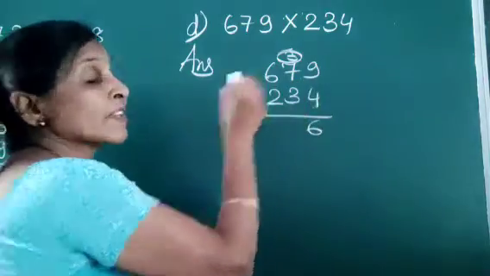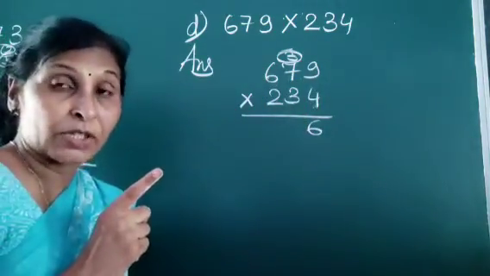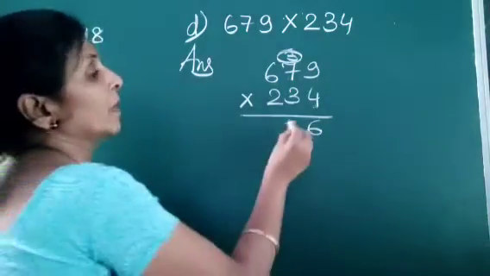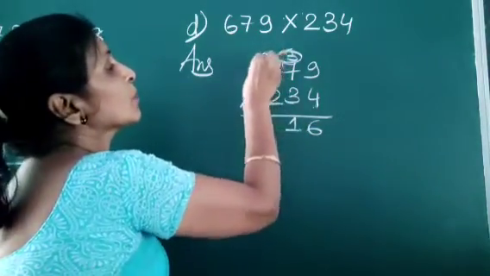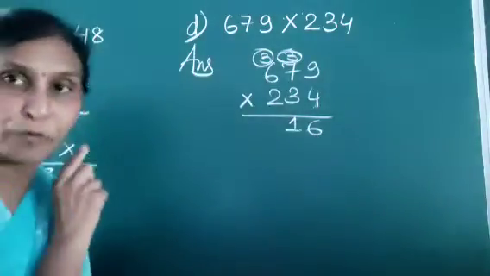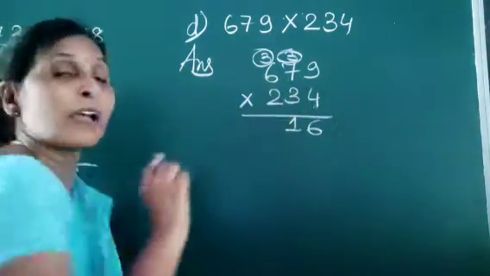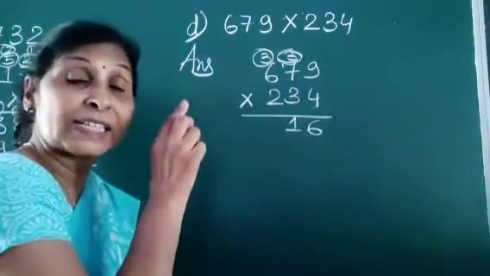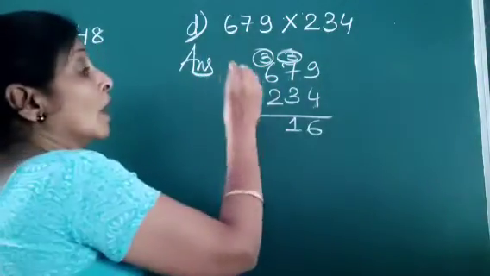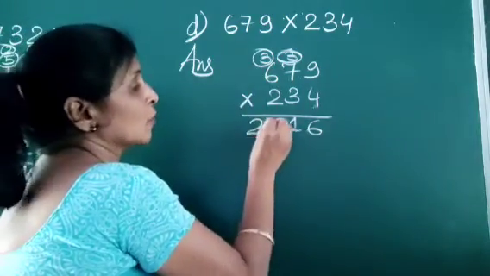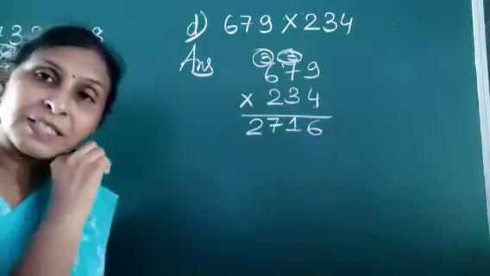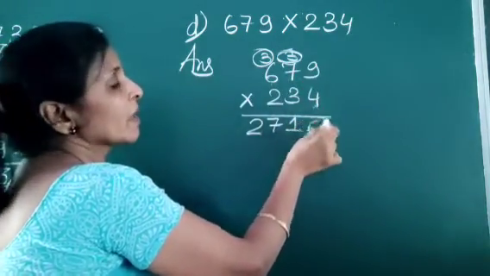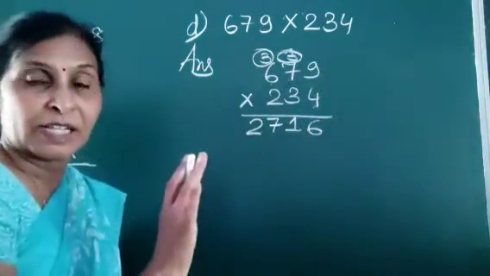Then again 4 7s are 28. 28 plus 3 that is 31. We write 1 and put 3 carry over here. Now 4 6s are 24. 24, we add 3 in that, then comes 27. So we write here 27. So this number is multiplied by this number, the first line completed.